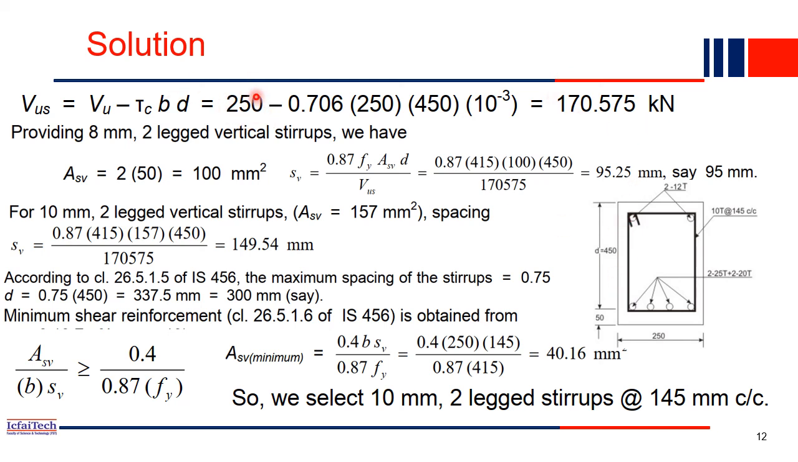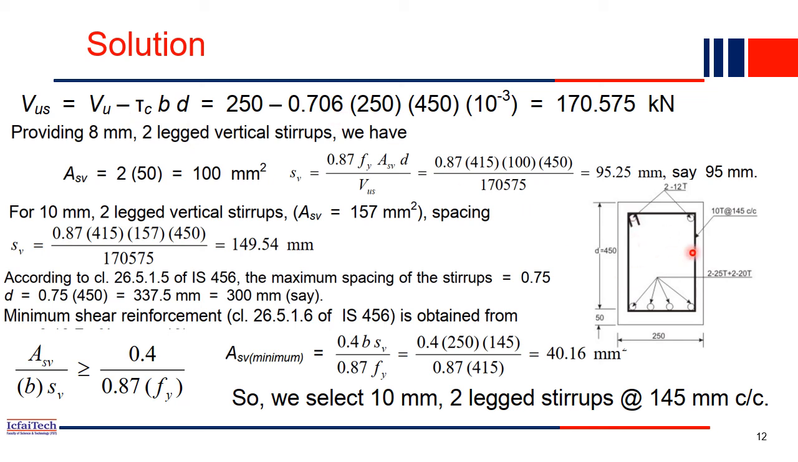Total applied is 250 kilonewton. The concrete as well as the longitudinal bar will take some amount of shear force, that is this quantity. So 250 minus this quantity will be 170 kilonewton. So for 170 kilonewton we have to design the stirrups. Let's provide initially an 8 mm bar. Normally stirrups we provide in either 6 mm, 8 mm, 10 mm, or maximum 12 mm bars. For the initial guess, first we will take 8 mm and two-leg stirrups.